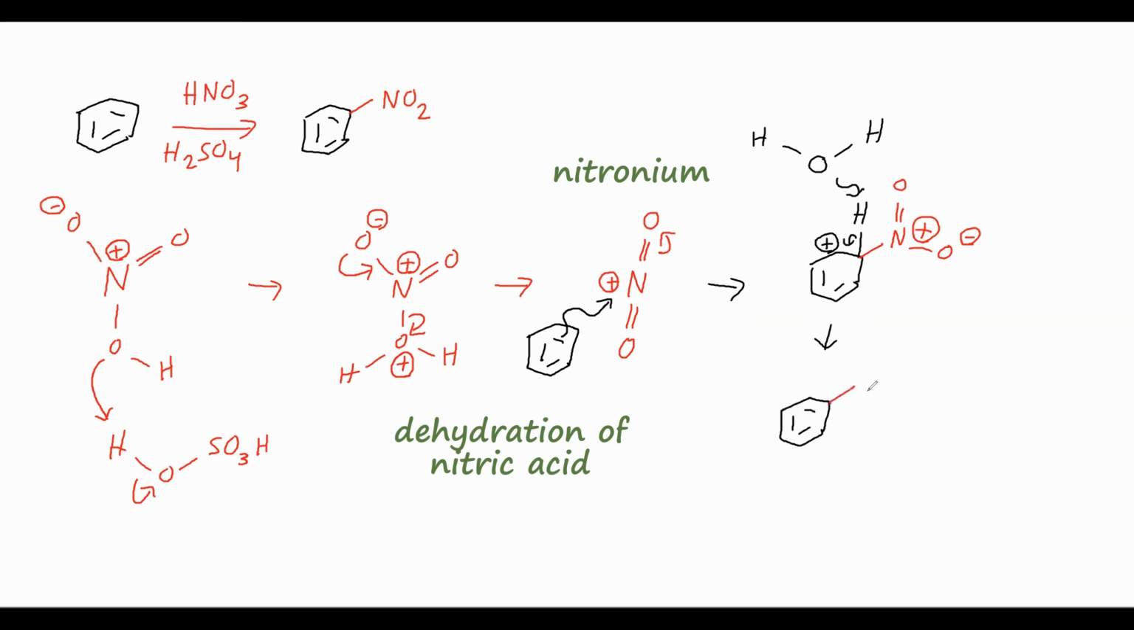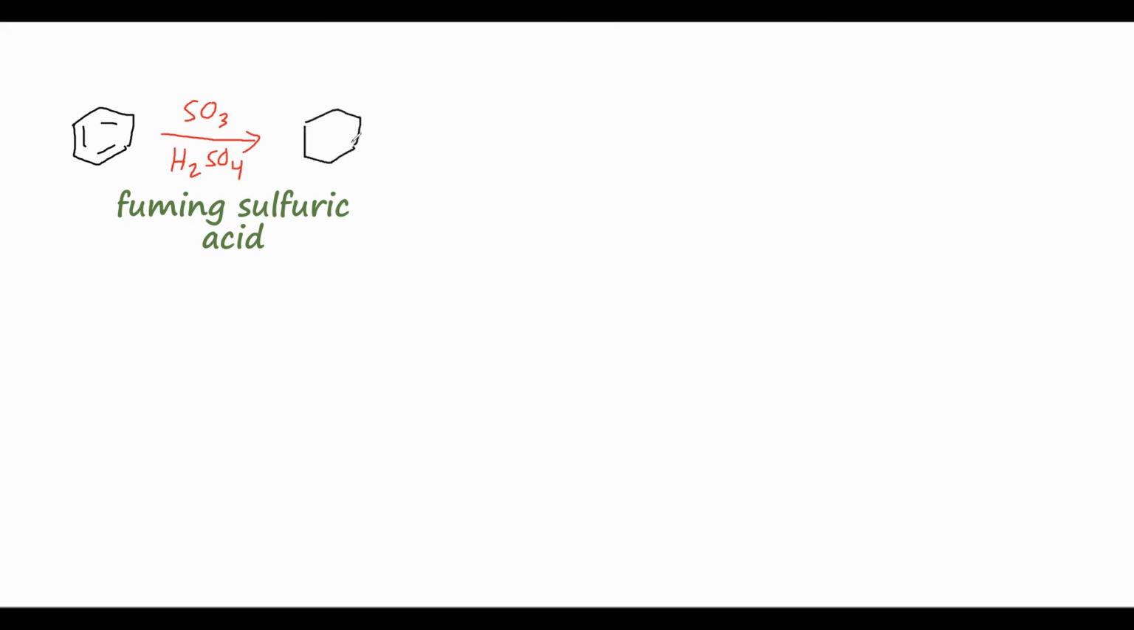The last reaction I'll talk about today is the sulfonation of benzene, so adding a sulfonate group. Just as before, we'll start with benzene as our starting material, and we're going to treat this with what's called fuming sulfuric acid, which is very concentrated sulfuric acid with sulfur trioxide gas dissolved in it. So we have this SO3 and H2SO4. And this is going to undergo EAS again, and it's going to add a sulfonic acid group, which is SO3H.